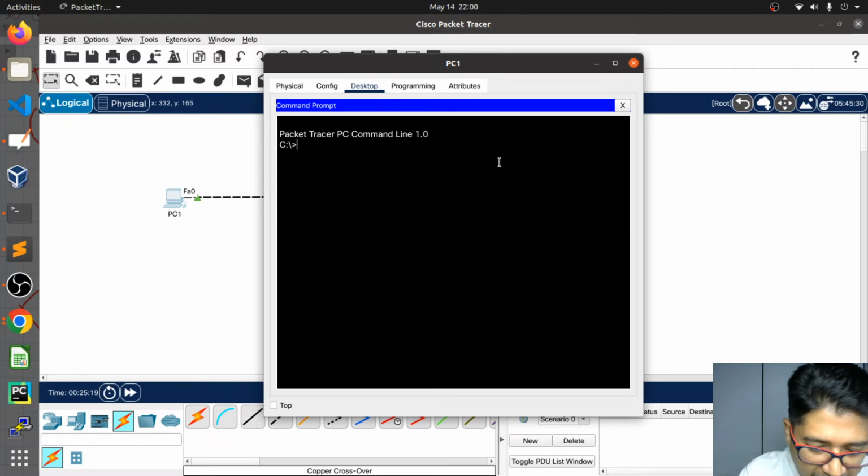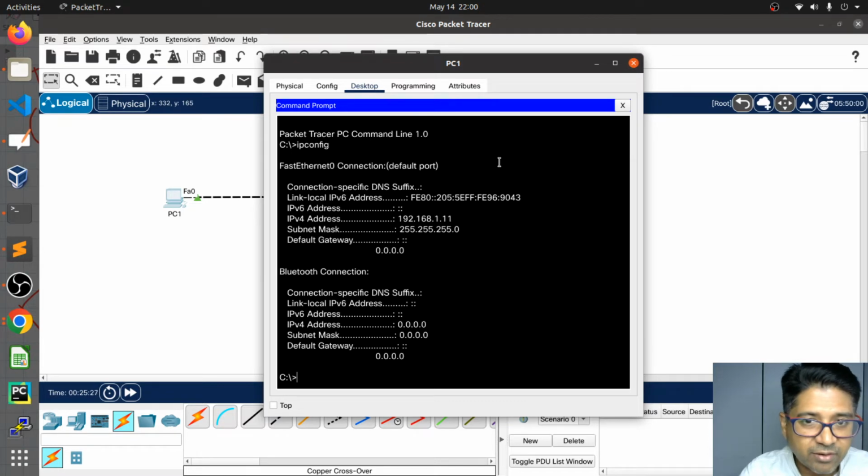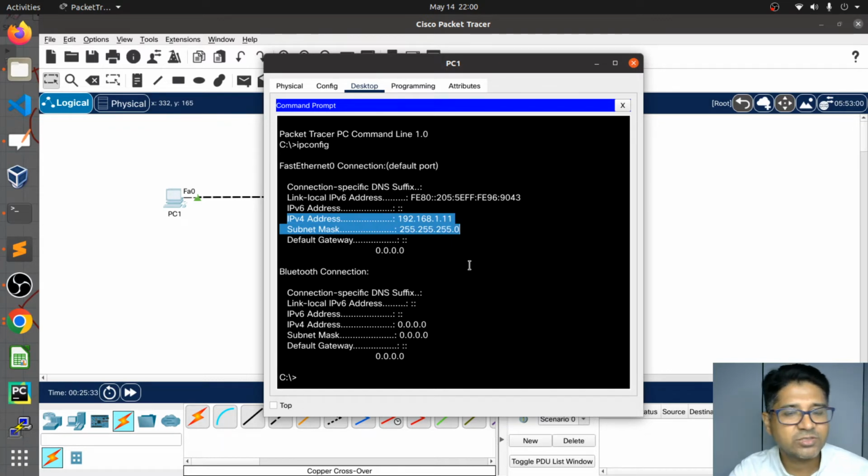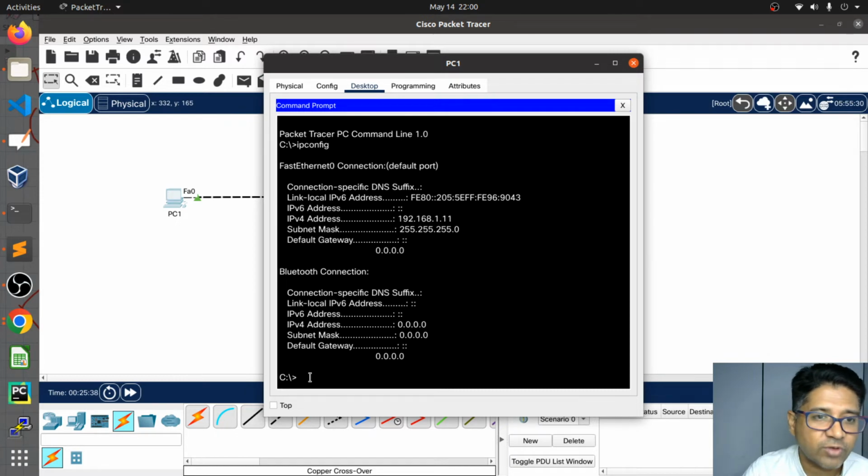Okay, and I will configure. I will check my configuration with ipconfig. This command, ipconfig. Enter. You can see this IP address assigned with the server. Clear? Yes, sir. Now let's ping yourself.